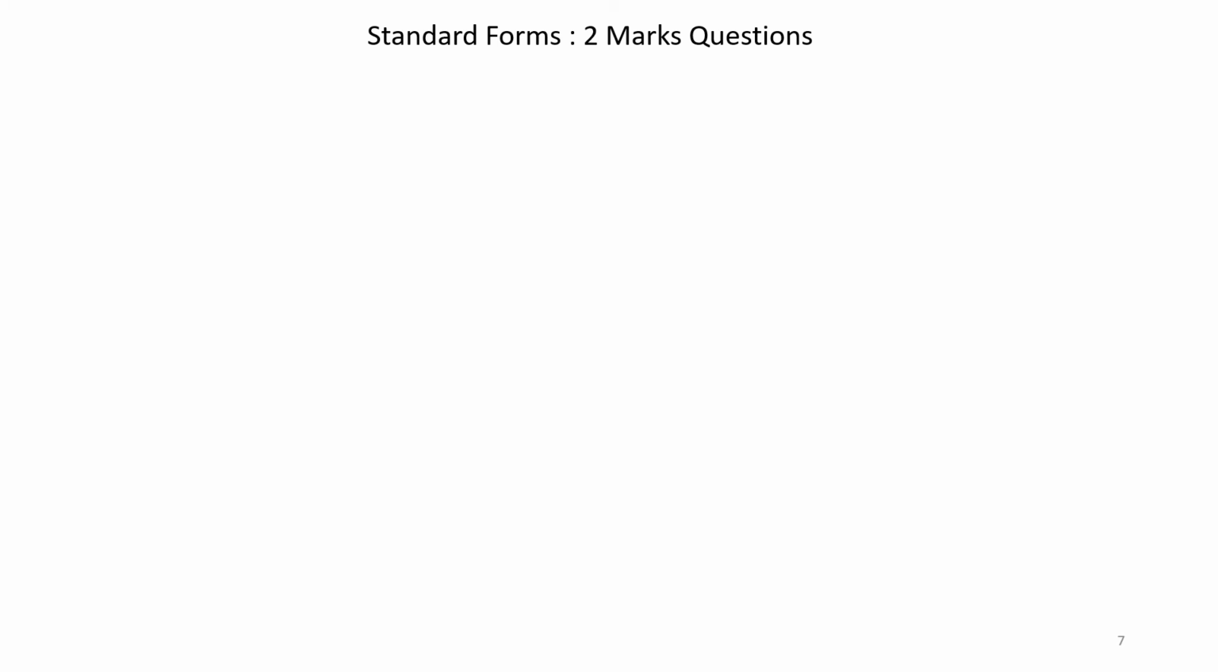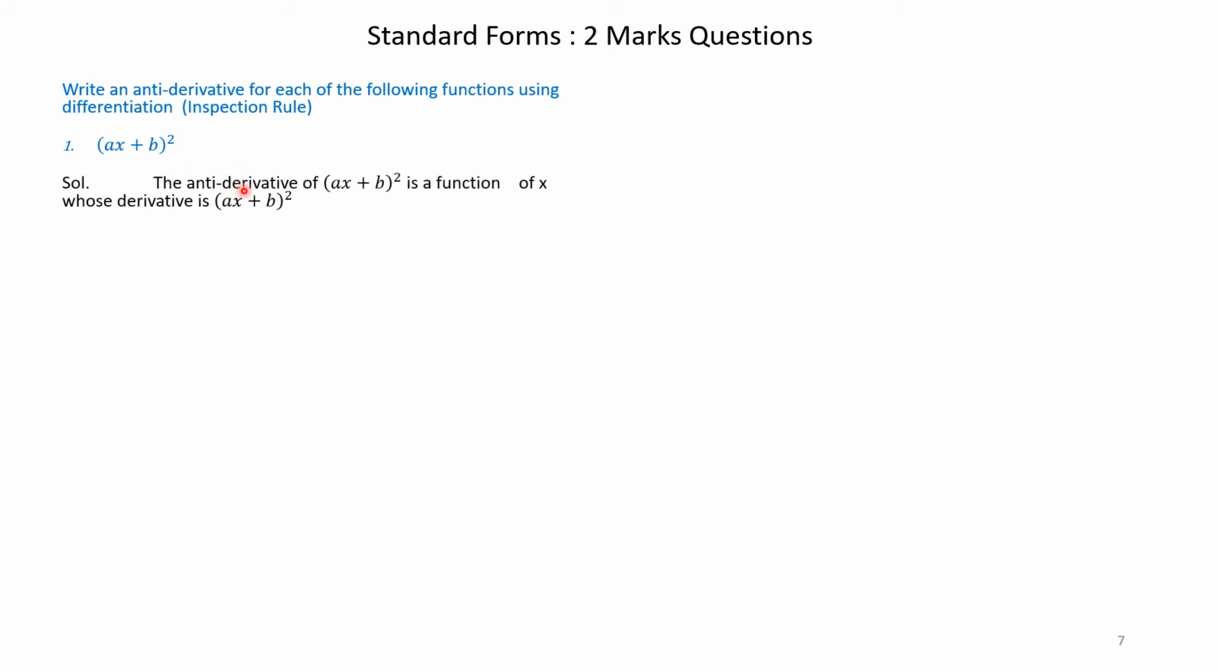We have the 2 marks questions from the standard forms part. So these questions will be in standard forms. Question number 1. Write an antiderivative for each of the following functions using differentiation. First question is (ax plus b) whole square. Therefore, the antiderivative of (ax plus b) square is a function of x whose derivative is (ax plus b) square.